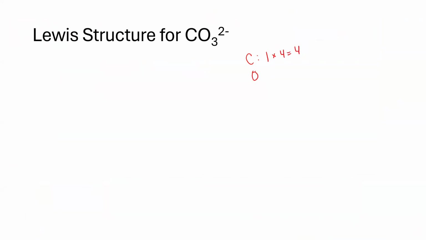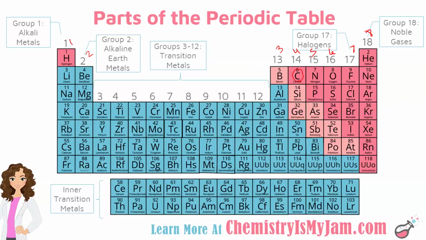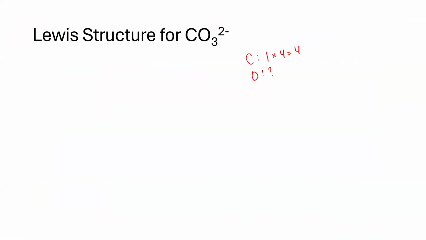That's 4. Oxygen, when I look at oxygen, oxygen is right here. It has 6. I have 3 oxygens. Each one has 6 valence electrons. 6 times 3 is 18. All right, and then I'm going to add those together, and I get 18 plus 4, which is going to be 22 right here.